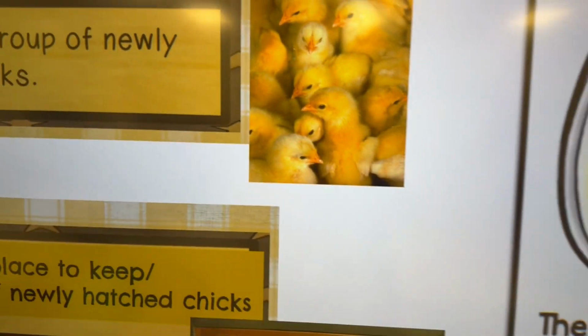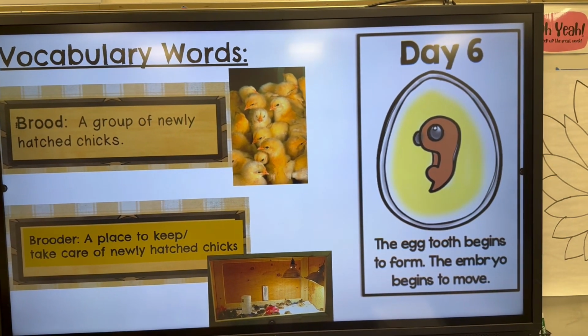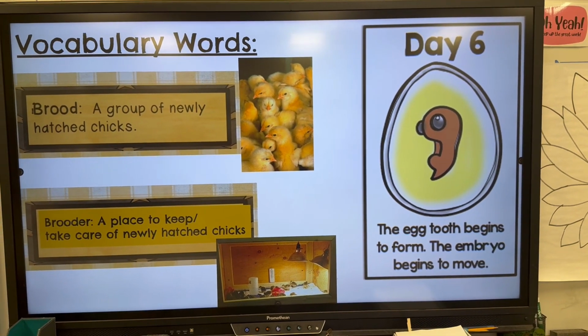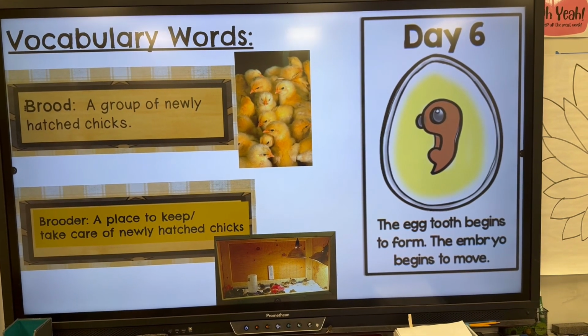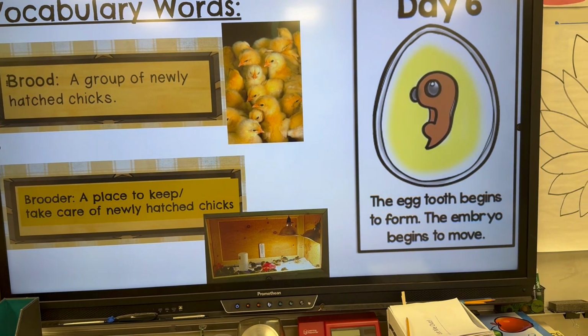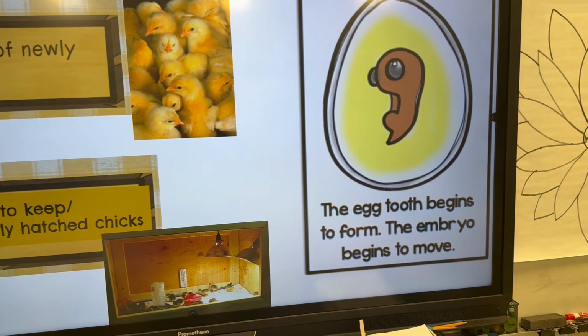That was Friday. So these two slides right here are for Saturday and Sunday, day 6 and day 7. On Saturday, we learned that a brood means a group of newly hatched chicks, and a brooder is a place to keep the newly hatched chicks. On day 6, the egg tooth began to form.